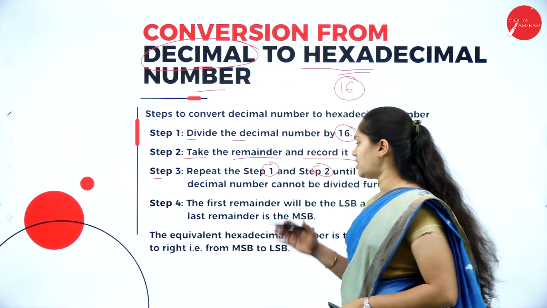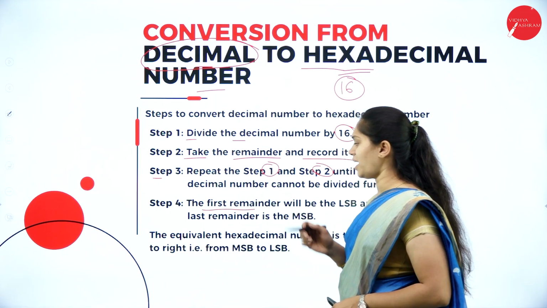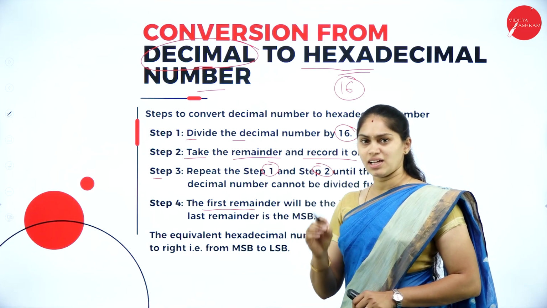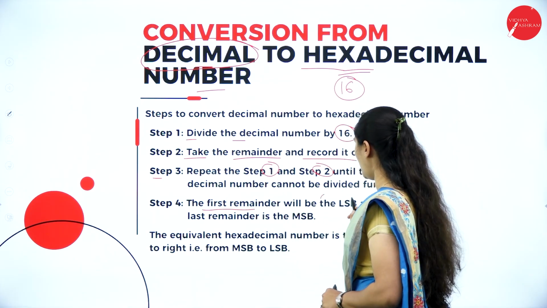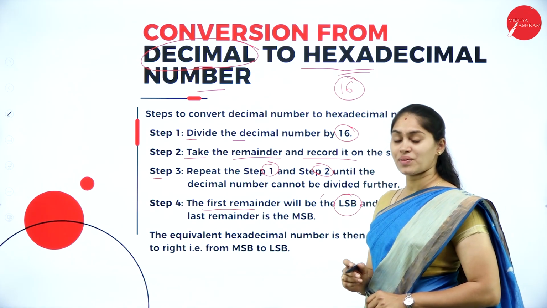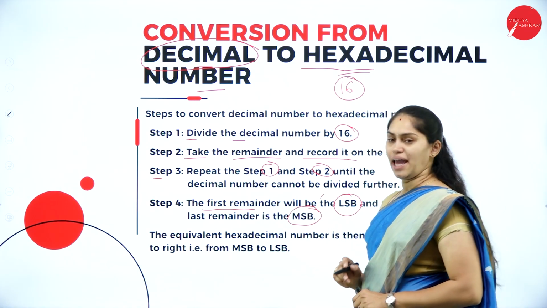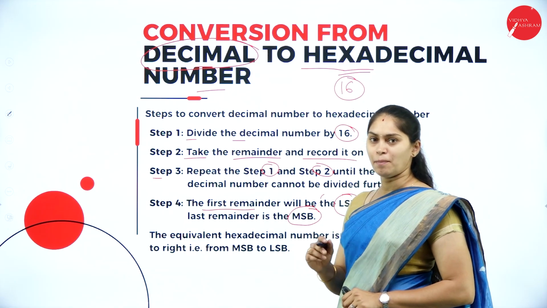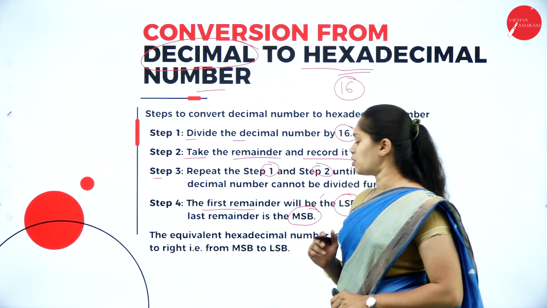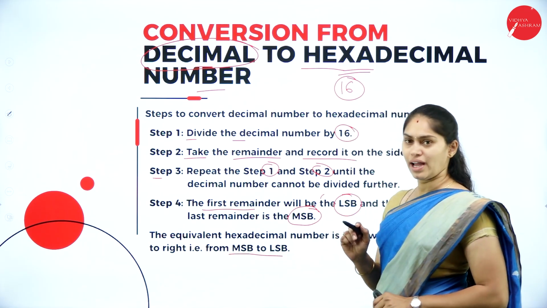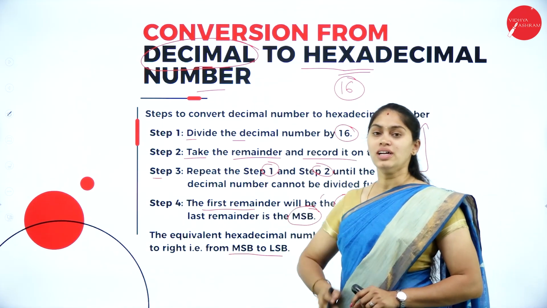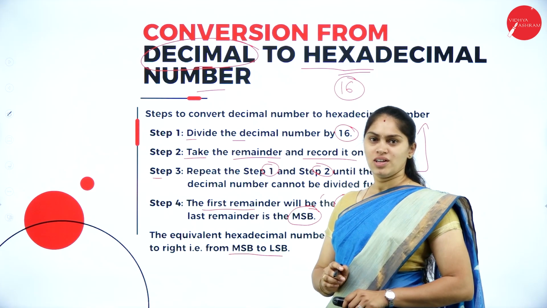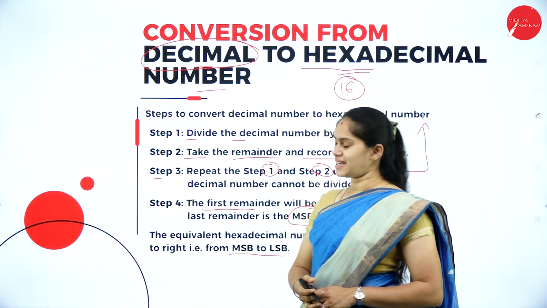Then, after writing all these things, you will be able to understand that the first remainder you got while dividing is considered as LSB or least significant bit. And the last remainder is what? MSB or most significant bit. And you have to write the solution from MSB to LSB. It will be in this way. So, from the last remainder to the first remainder, you have to write. Okay, we'll see the first example now.